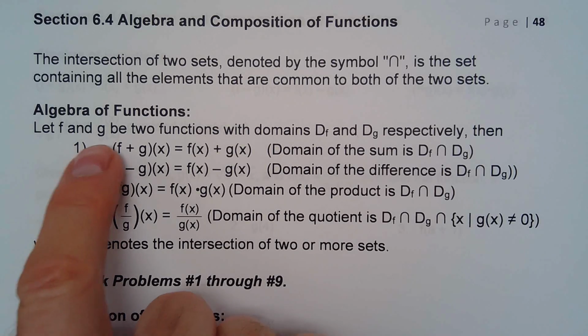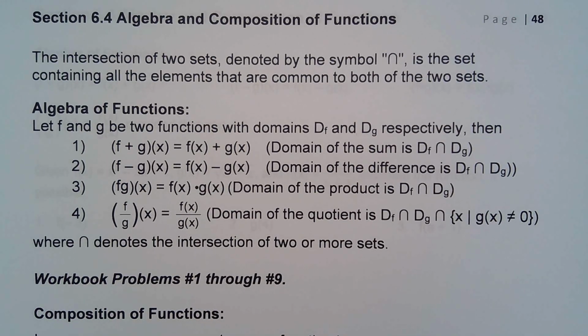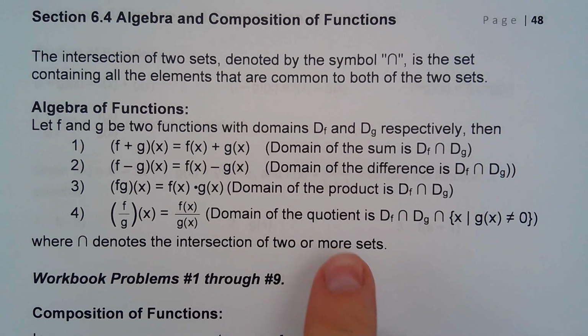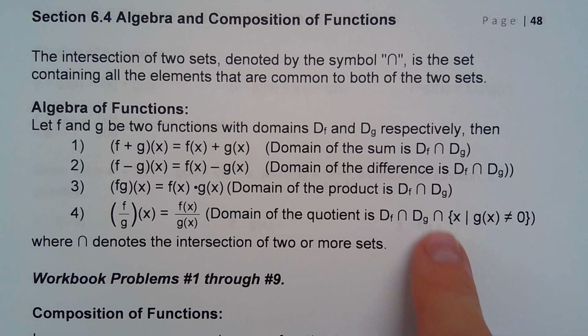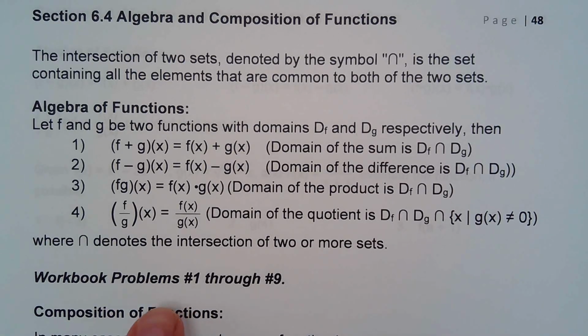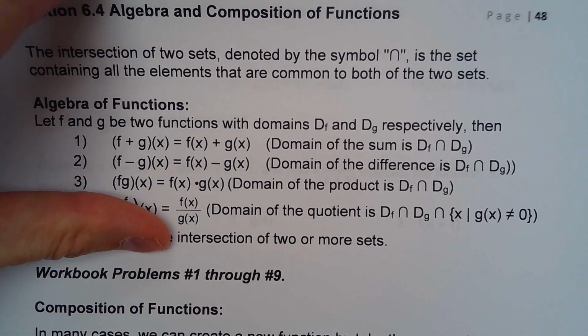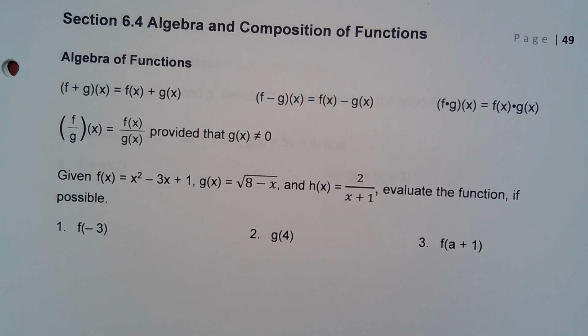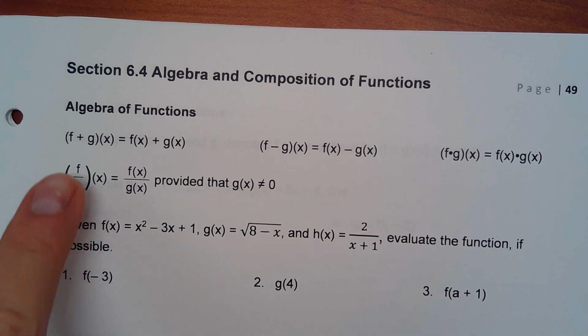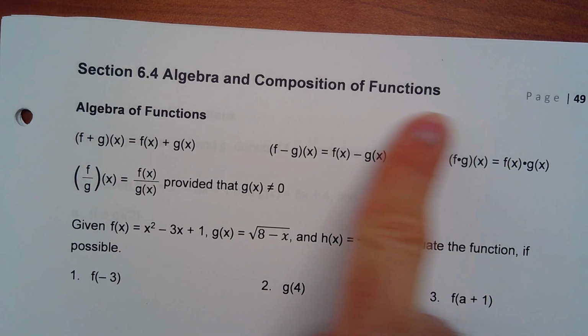Now the domain for 1, 2, and 3, when you add, subtract, or multiply two functions, is going to be the intersection of the two domains of the original functions. And then when you divide, you also have to exclude the values that make the denominator 0. So that's a little bit more complicated. So let's take a look at our workbook. We're going to turn to page 49, and we're going to do some exercises. Again, here's just a quick summary of what we talked about.